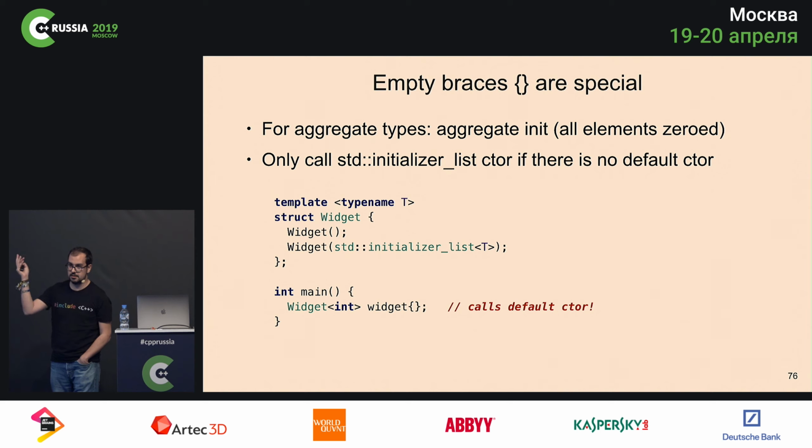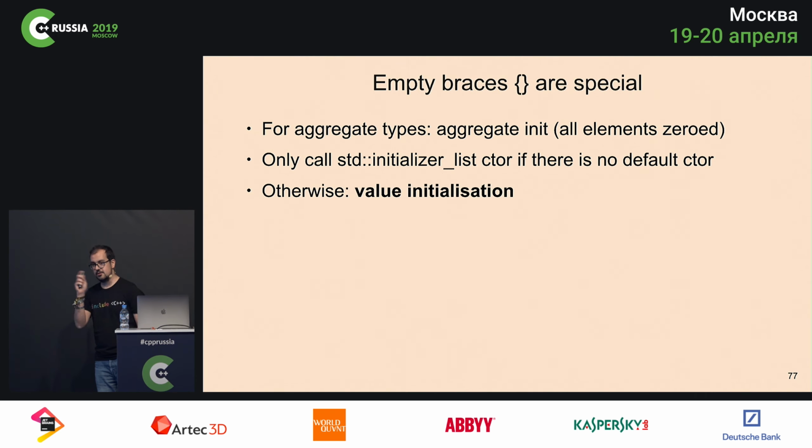You would probably expect it would call the initializer list constructor because you give it a braced init list. But no, because it's empty, there's a special case. It's going to call the default constructor. And only if there is no default constructor, it's going to call the std initializer list constructor. And if that's also not there, then it's going to do value initialization. So you need to keep these rules in mind if you use brace. And that's really unfortunate because it makes it so much more complicated.